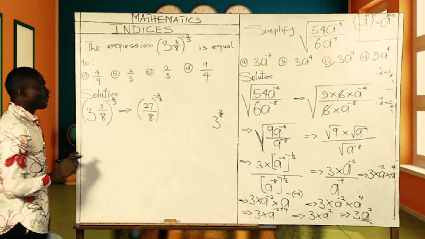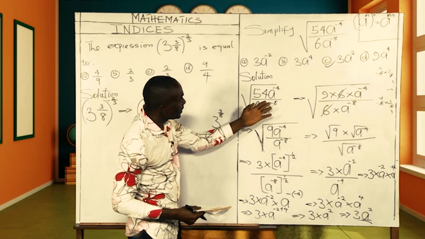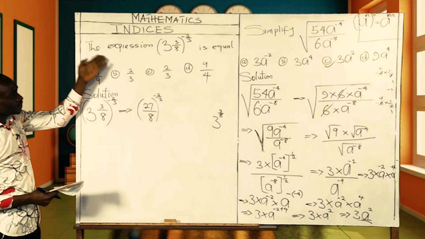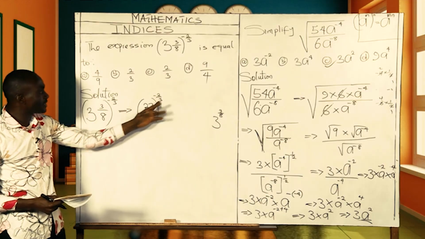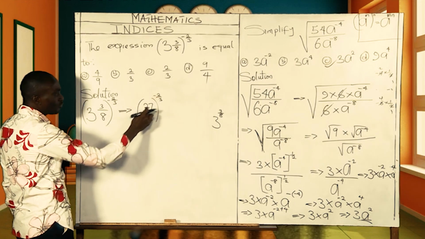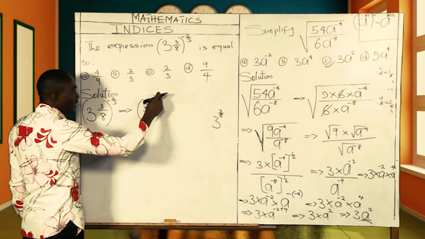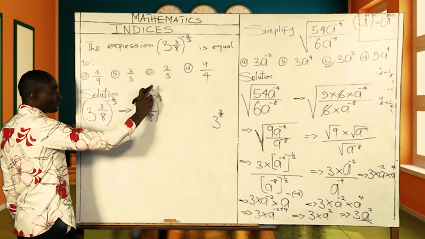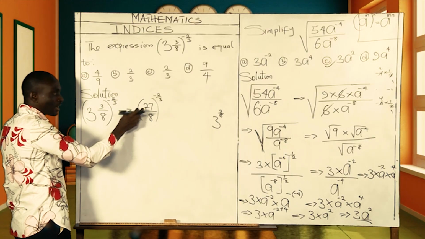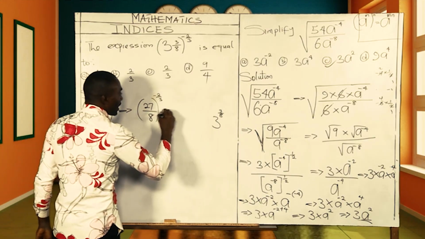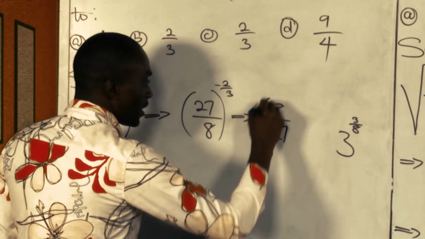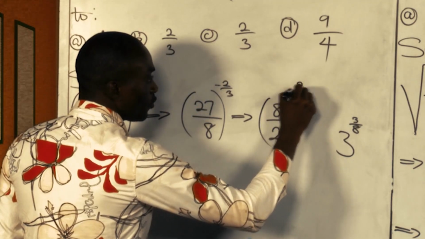All right. Now from the little explanation I gave in the first question, we stopped here. I said when you have something like this, okay, let's go. So this one means we have 27 over 8 all raised to power minus 2 over 3. If I want to remove this negative power, it's going to give me the reciprocal of what is inside this bracket. That means I'm going to have 8 over 27, all raised to the power of 2 over 3.